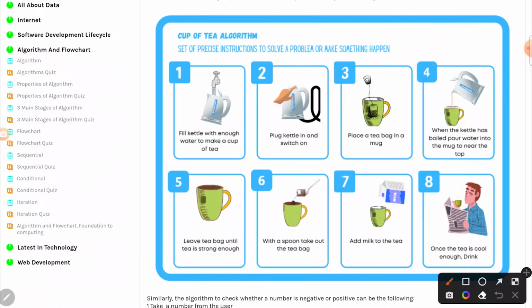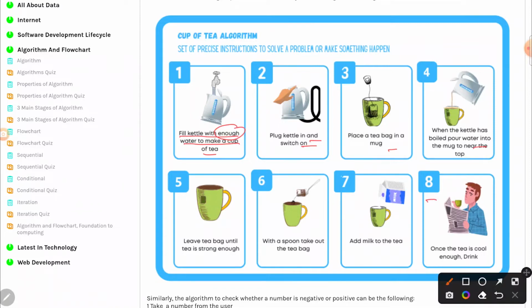You can see here that we fill the kettle with enough water to make a cup of tea. And this enough part, I'm going to talk about very quickly soon, but for now I'm keeping the word enough. Suppose you're making tea for 1 or 2 persons, then maybe you need 1.5 cups of water. Then we plug in and switch on the kettle, and so on. We follow these 8 steps and our tea is ready.